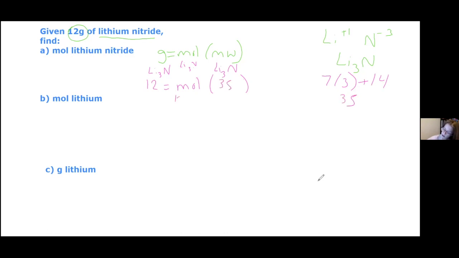When I do 12 divided by the 35, what I'll have is my moles of lithium nitride, or 0.343 moles.